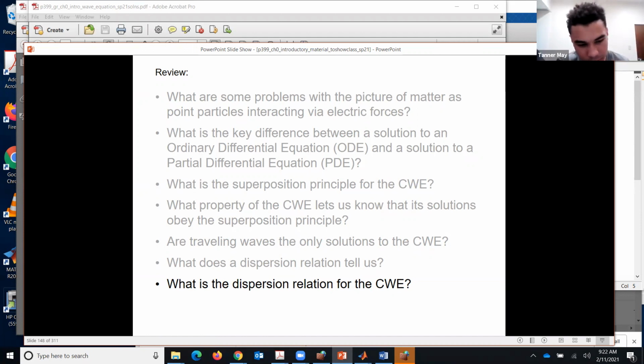Lambda over t. Well, it is equal to lambda over t. That's not exactly what I was getting at, but you're right there.